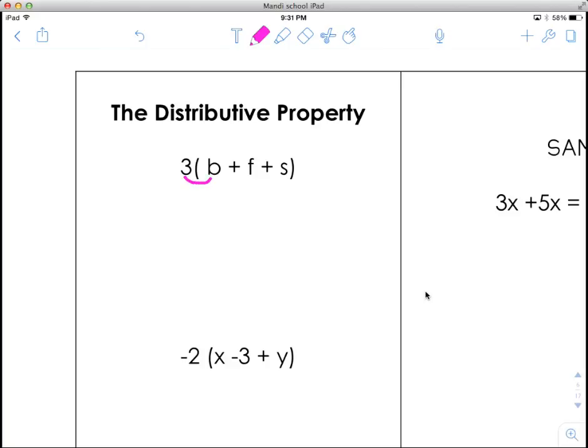So you take 3 times b, and then you take 3 times f, plus 3 times s.